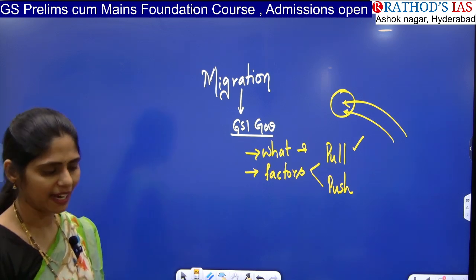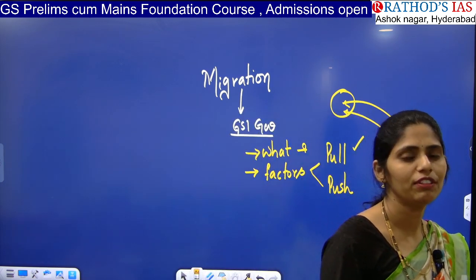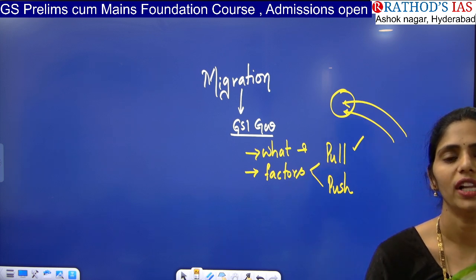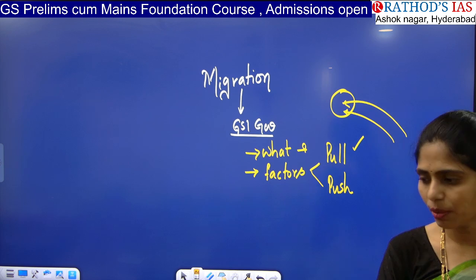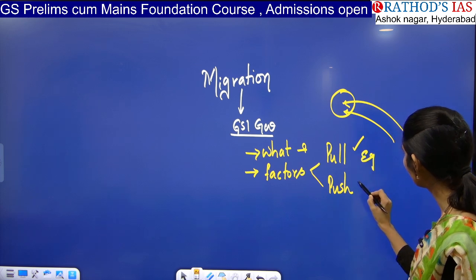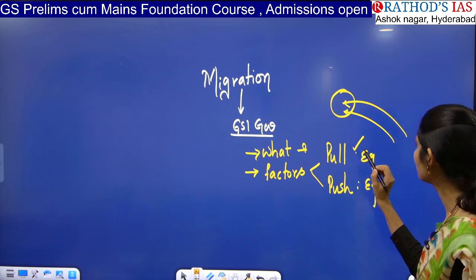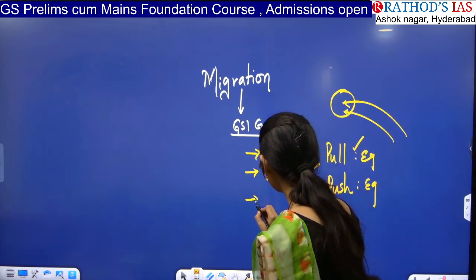Push factors means the factors present in your location which are pushing you out. For example, if in your area there is no education, no healthcare, no employment opportunities, or if there are any disasters, then you will be pushed out of that place. So you have to see exactly examples of these push factors as well as pull factors of migration. And next you have to see about types of migration.